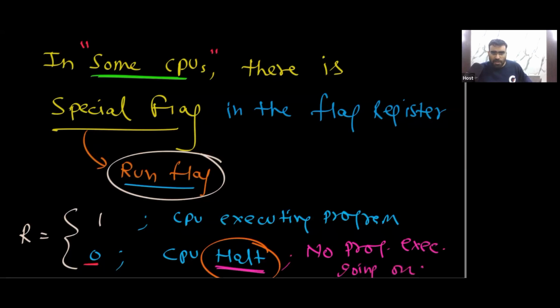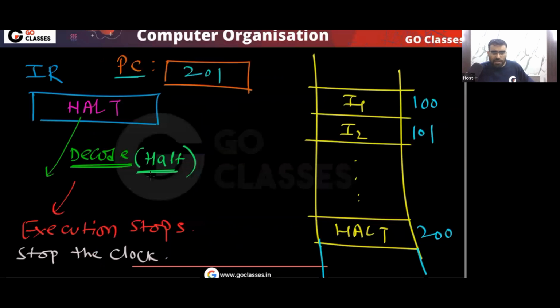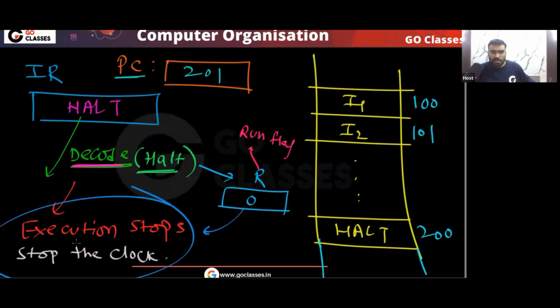Simple, very simple point. So what will happen? When you decode this instruction, you will find out this is a halt instruction. Then what will you do? This run flag, you will make it 0. And that automatically means that execution has stopped. So this is the point.